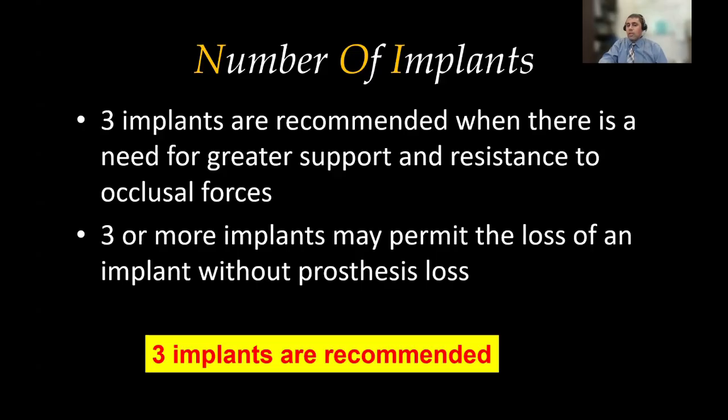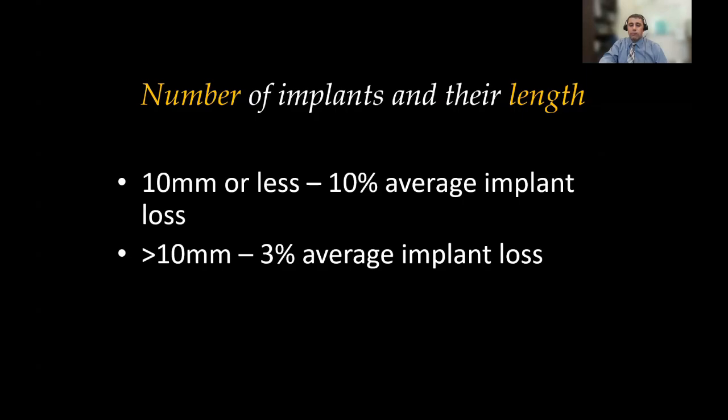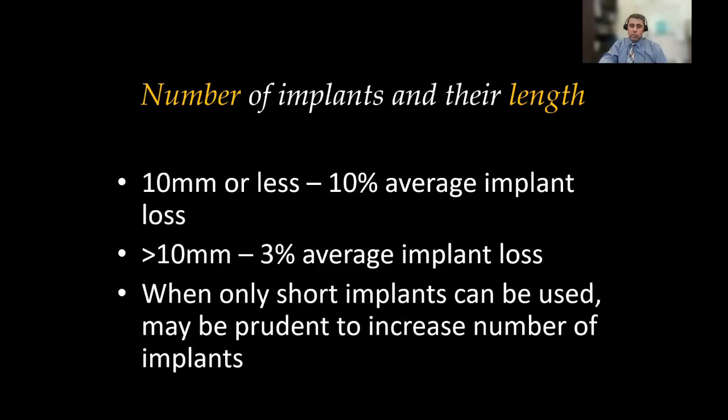So 3 or more implants may permit, even if we lose an implant, that this prosthesis can be very, very functional. Number of implants related to length: 10 millimeters or less result in 10% average implant loss, a little bit more than that of longer implants. If they are more than 10 millimeters, less than 3% average bone loss. So again, implant length in this case is important, but most important is how the length relates to the width, based on the previous discussion we have.